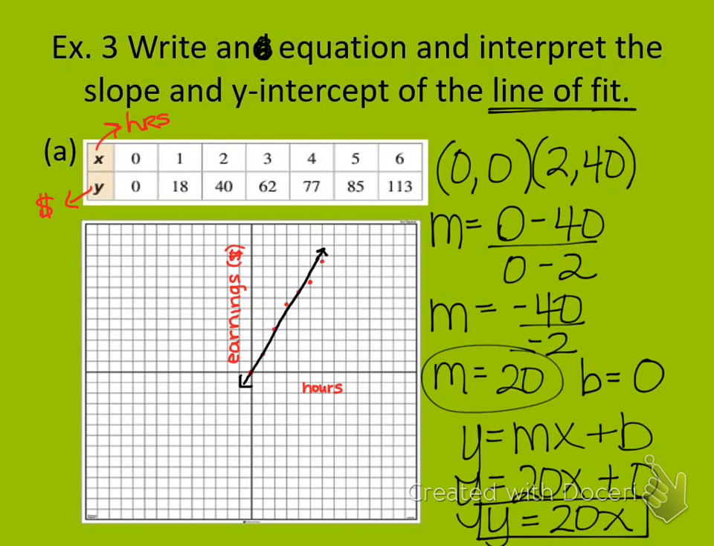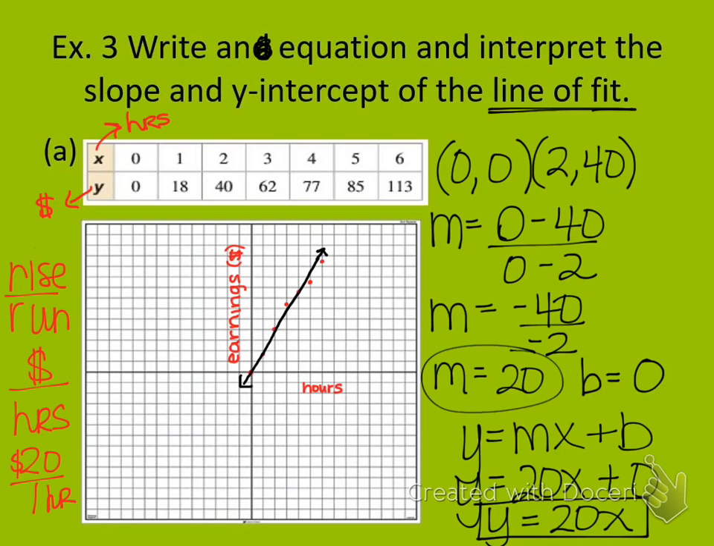Now, interpret the slope and the y-intercept. If slope is rise over run, in this particular problem, the rise represented the money and the run represented the hours. So if our slope is 20 over 1, that's $20 over 1 hour, what do we learn from this line? She makes $20 an hour. So write that down, okay? Write that down. Server makes $20 an hour.